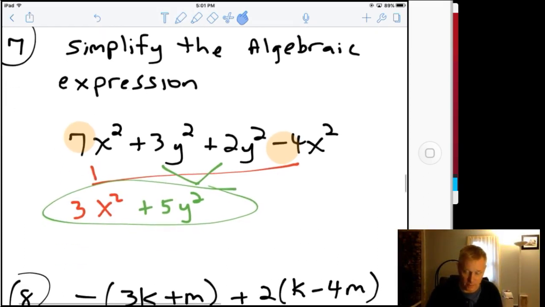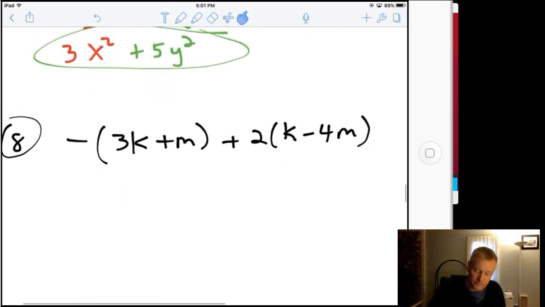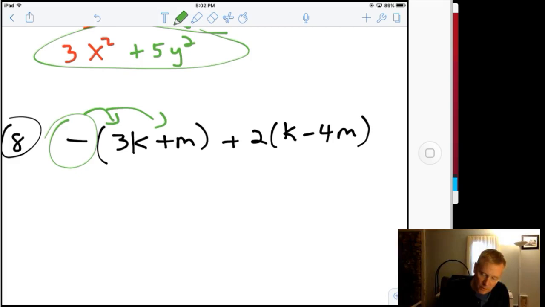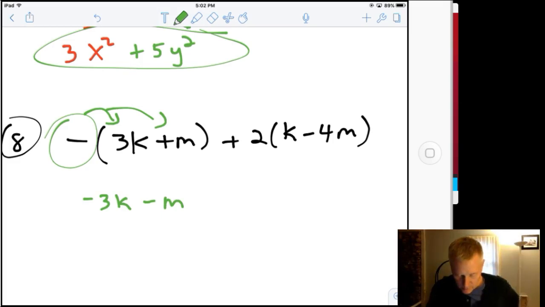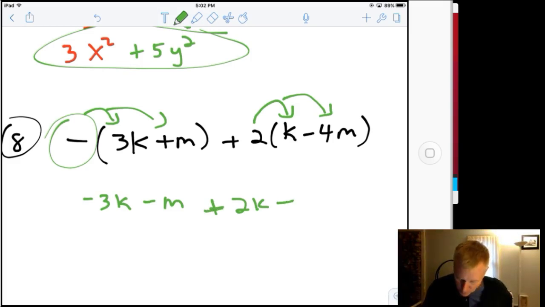Questions? If you have them, bring them to class. All right, 8. Simplify the expression here. All right, so I got this negative sign out here. I'm going to distribute that to both things in here. I'm going to make that 3k and the m negative in this case. So I got negative 3k. Now you can either go minus m or plus negative m. It doesn't matter. I'm going to just put minus m. I'm going to distribute the 2 on the right side of the parentheses here. So 2 times k is 2k. Keep the subtraction sign. 2 times 4m is 8m. So I got minus 8m plus 2k.